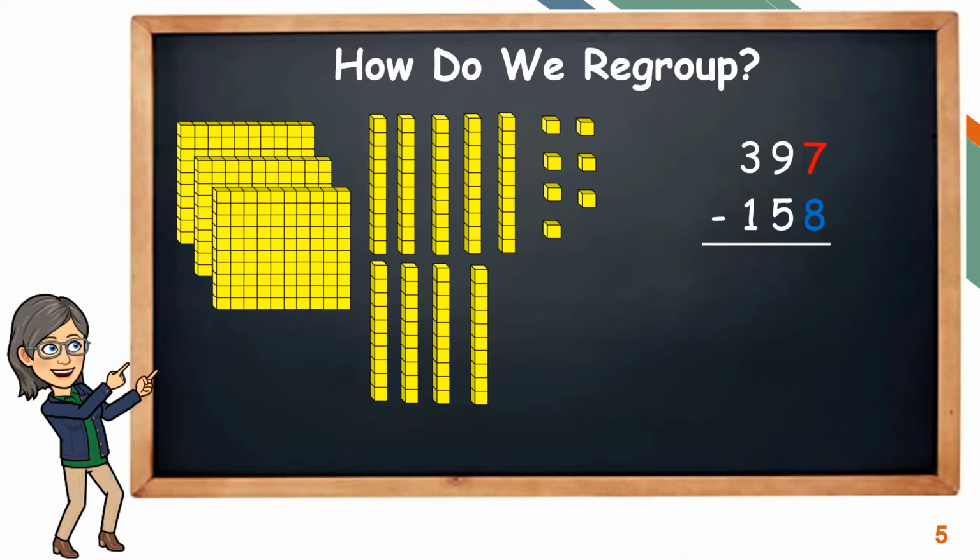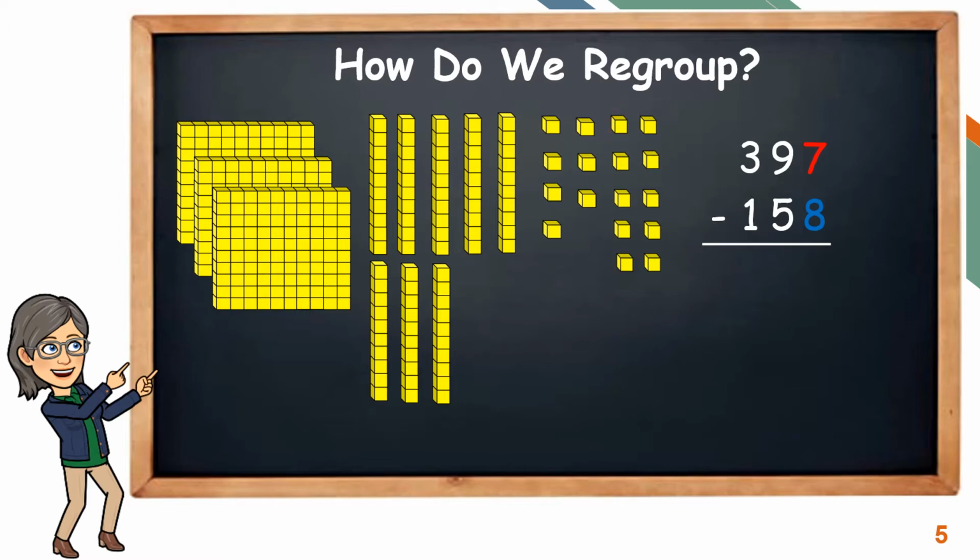To increase the 7 ones in 397, we need to take one 10 block from the 9 tens blocks in 397 and trade it for 10 ones blocks. Notice we drew a line through one tens block and added 10 ones blocks in the red circle to the 7 ones blocks that were already there. This is step 1 in the process of regrouping tens to ones in this problem.